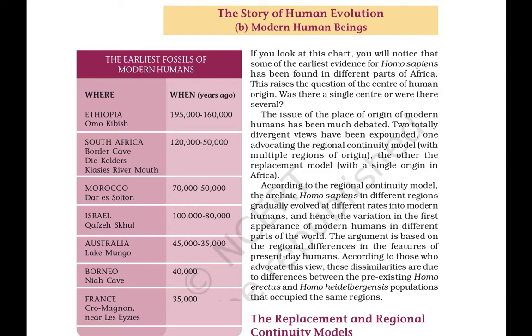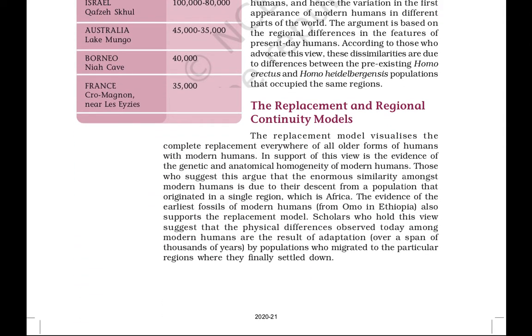According to those who advocate this view, these dissimilarities are due to differences between the pre-existing Homo erectus and Homo heidelbergensis populations that occupied the same regions. The replacement and regional continuity models. The replacement model visualizes the complete replacement everywhere of all older forms of humans with modern humans.